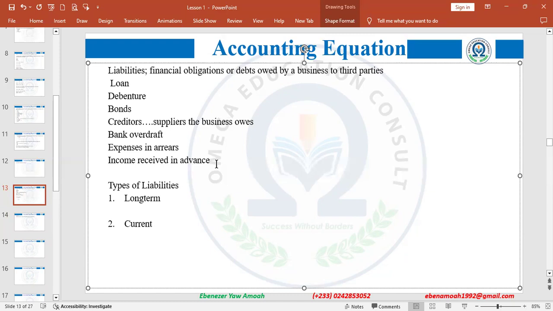So examples of long-term liabilities, as we see from the examples of liabilities we listed, will be the loan, debenture, and the bonds. So these are the long-term liabilities. And then the remaining creditors, bank overdraft, expenses in arrears, and income received in advance are all current liabilities, because they are expected to be settled within 1 year. No supplier will be waiting 5 years to collect its money from the business. Within 1 year, sometimes not even a year, a day, 2, 1 month, they are taking their money.